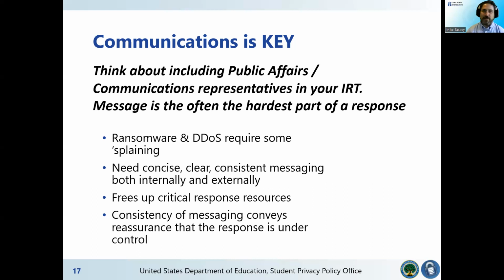So it's always best practice to have communications professionals involved right from the start. It's far easier to communicate earlier and better than to have to amend statements or fill in details after the fact. So do yourselves a favor, bring in your communications or your public affairs folks to your incident response team at the earliest possible moments, and you won't regret it.